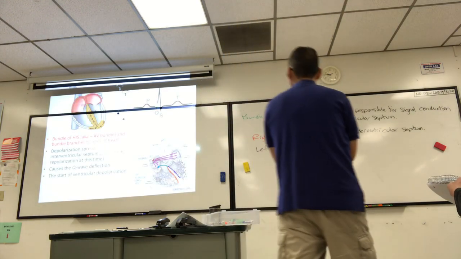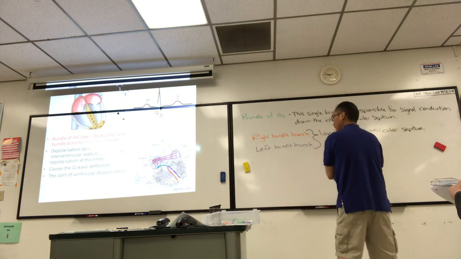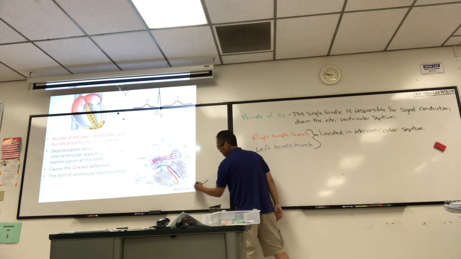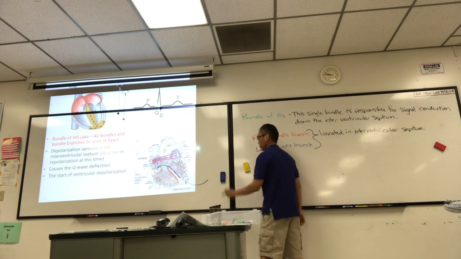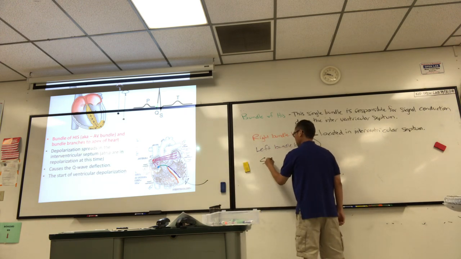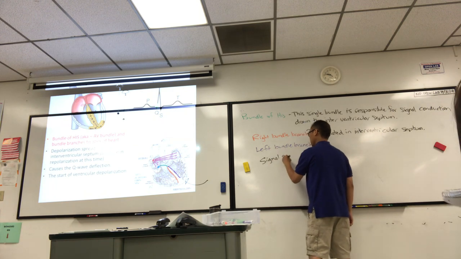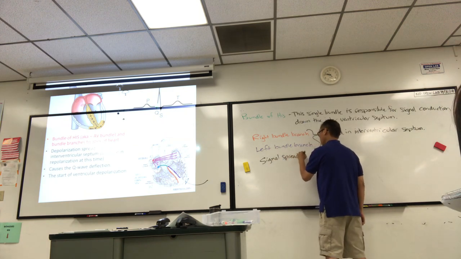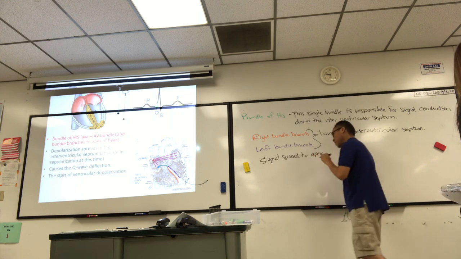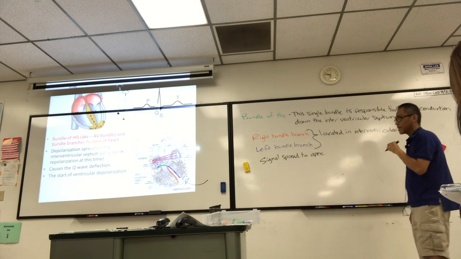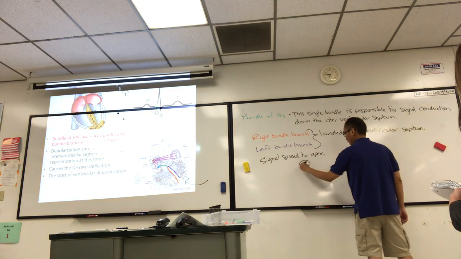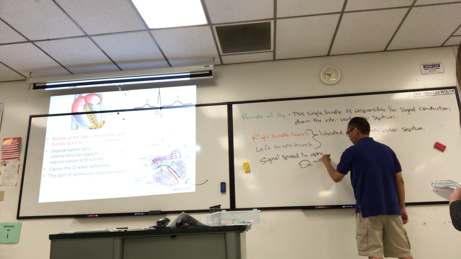So, when you go down the bundle branches, the signal has spread to the apex of the heart, which is, you know, right here at the apex. The signal, or depolarization, spread to the apex. Now, in terms of the ECG, that presents as the Q wave. So look for the Q wave and you get that apex of the heart thing there.